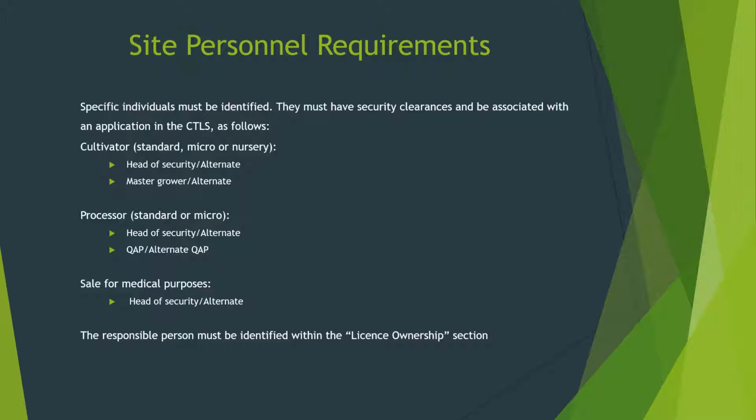These must have security clearances and be associated with an application in the CTLS as follows. So for cultivation, standard or micro, and nursery, you have to have a head of security or an alternate and a master grower or an alternate. For processor, standard or micro, you need a head of security or an alternate and a quality assurance person or an alternate. And for sale for medical cannabis purpose, you need a head of security or an alternate. The responsible person must be identified within the license ownership section of the CTLS.